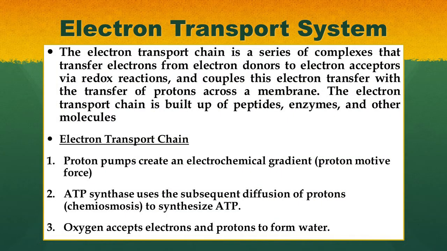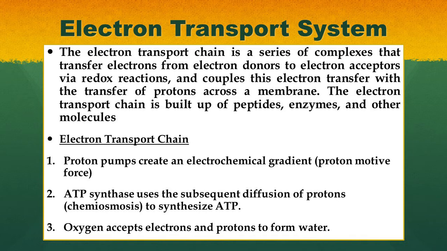The electron transport chain is a series of complexes that transfer electrons from electron donors to electron acceptors via redox reactions and couples this electron transfer with the transfer of protons across a membrane. The electron transport chain is built up of peptides, enzymes, and other molecules.